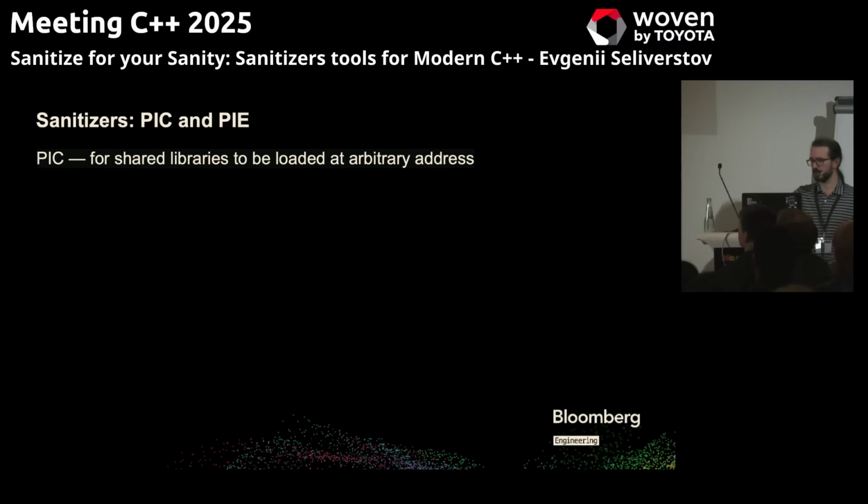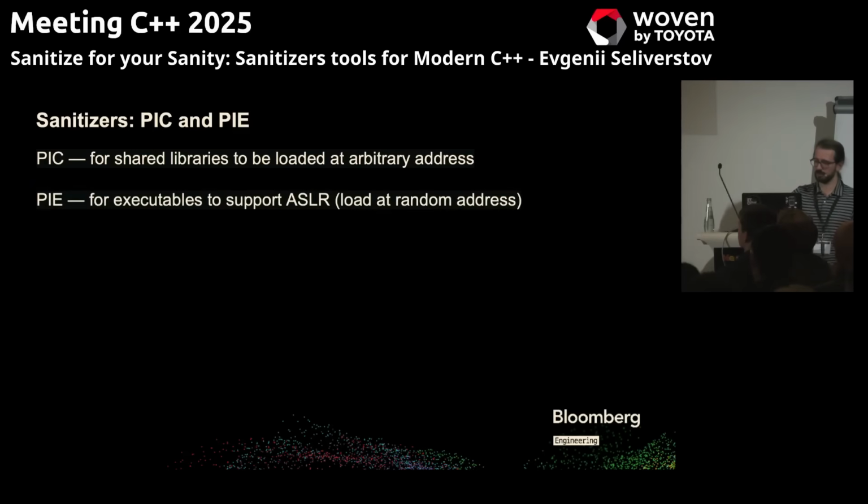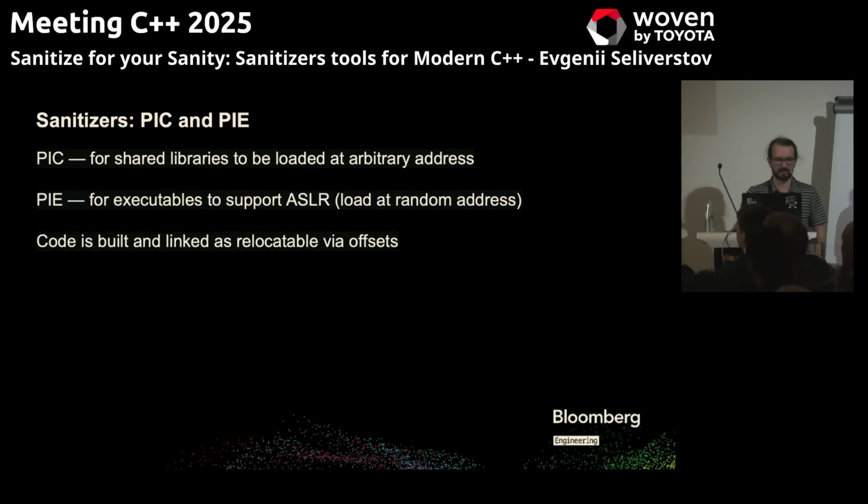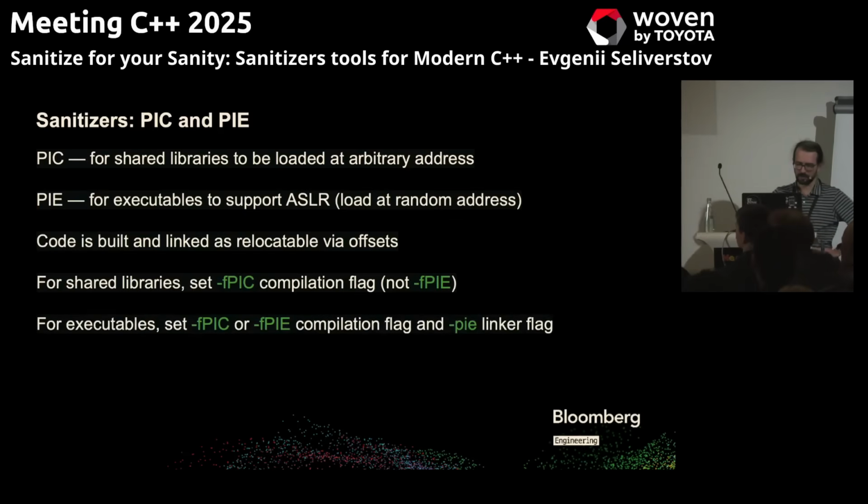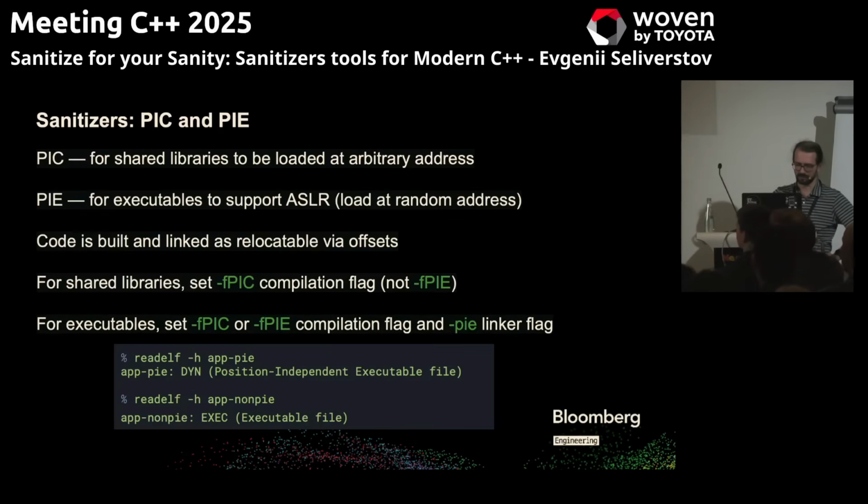So the idea is, PIC is position-independent code, and PIE is a position-independent executable. The executable should be relocatable, just to load it anywhere in the memory space, to avoid any hacking of this. So you just build all the code relocatable with all the offsets, and it's up to the linker to resolve all the offsets and make a proper image of your program and all the libraries. So just use -fPIC and -fPIE, and you can easily identify if you are not using them.